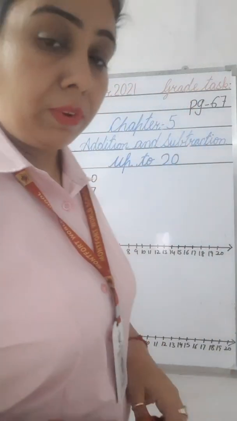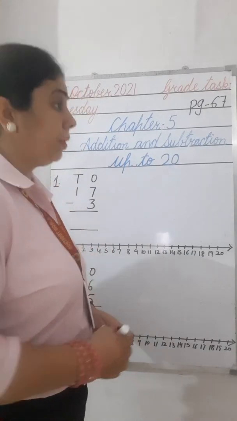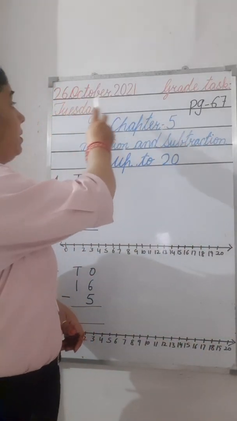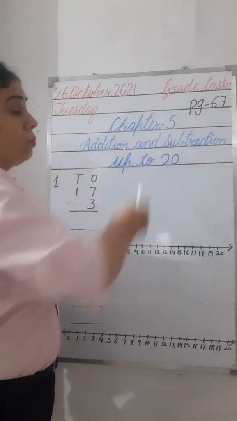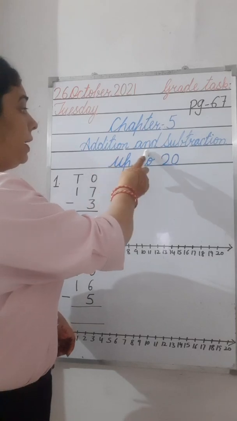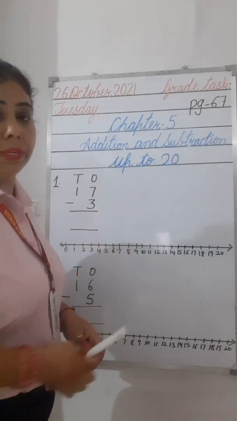Students, today we will do work on notebook. So everyone, check out your notebook. Write today's date, 26th October 2021, day Tuesday, and grade class on the top. In between, write chapter 5, addition and subtraction up to 20.